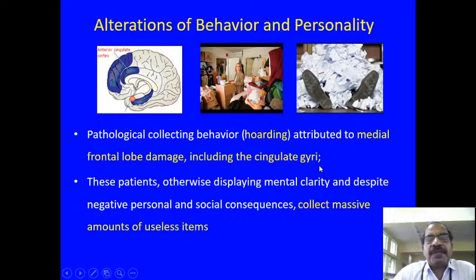Other dysfunctions which may come in the behavior of patients with frontal lobe disease include an activity called hoarding, which means they accumulate so many things of the same type or different types, even if they don't need it. They may accumulate a lot of clothes, a lot of papers, so many other trash items, and they will keep it accumulated and are not bothered. Even if they know that it is not going to be of any use, they will keep on doing that. This is called hoarding behavior because of frontal lobe dysfunction.